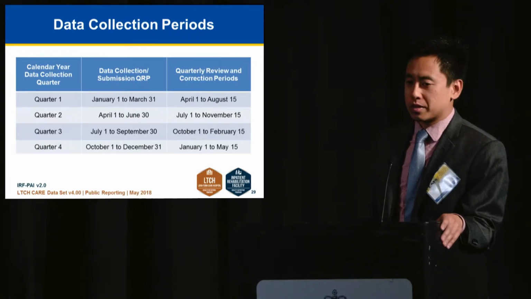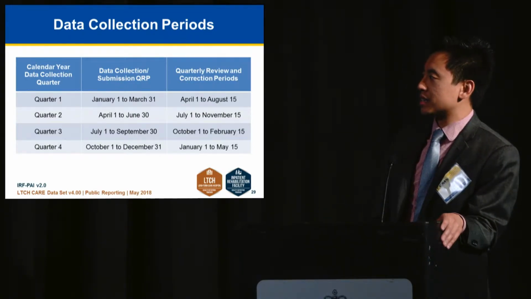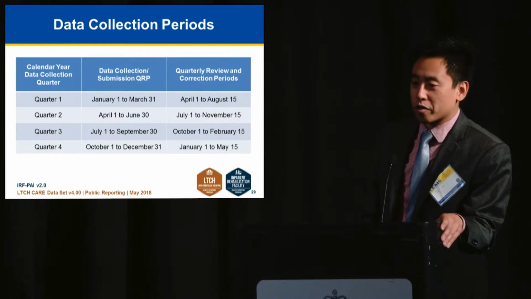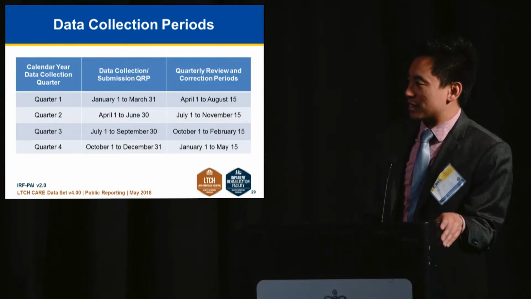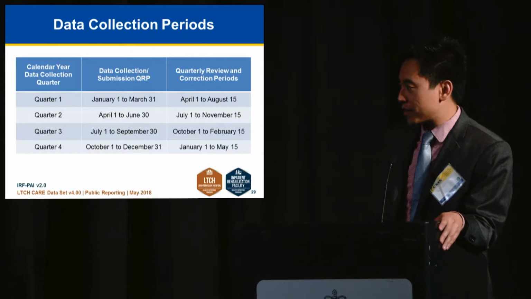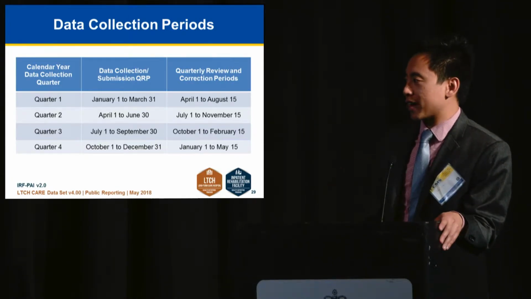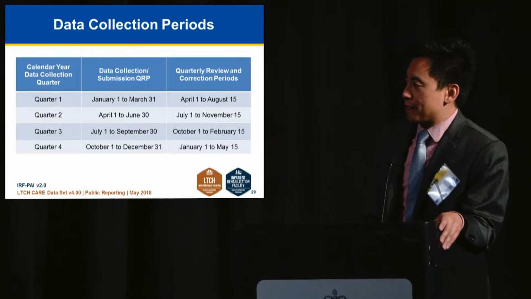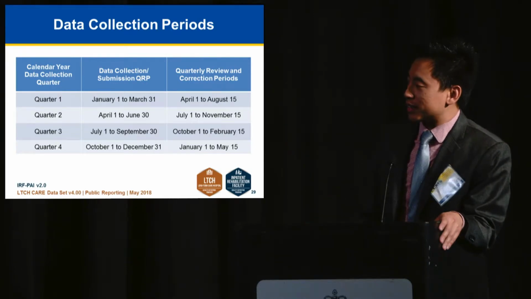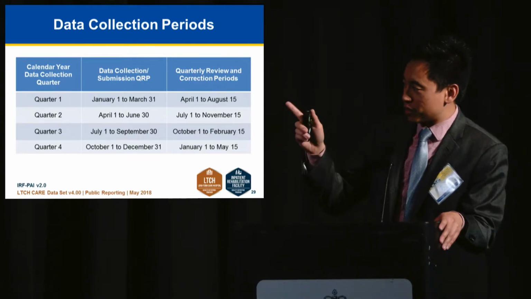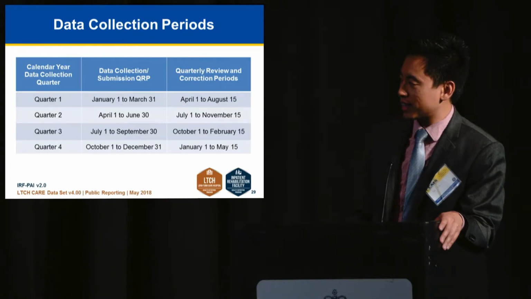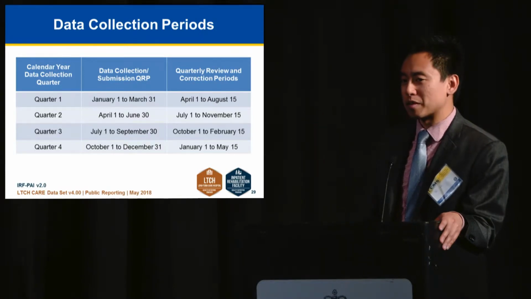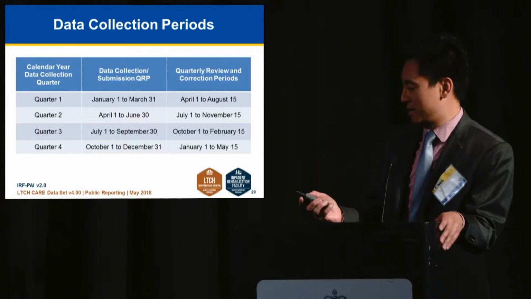And here's the table that shows the data collection periods and then the data correction deadlines. So you see, let's say at the bottom row, quarter 4, 2017. That covers October 1st to December 31st. And right now we're in the middle of that data correction period, and it ends on May 15th. And right now we're currently on quarter 2, 2018. So that covers April 1st through June 30th. And the data correction period for this quarter ends on November 15th. So quite a bit of time.